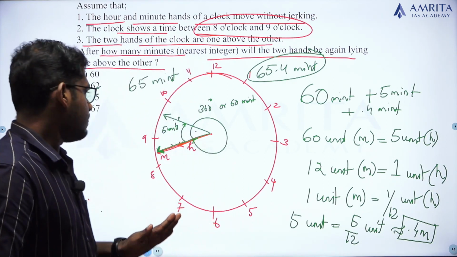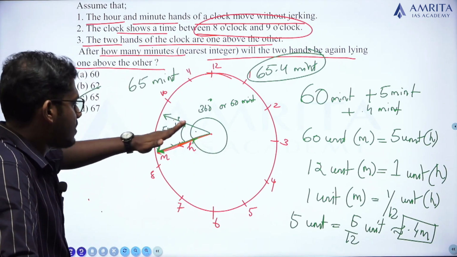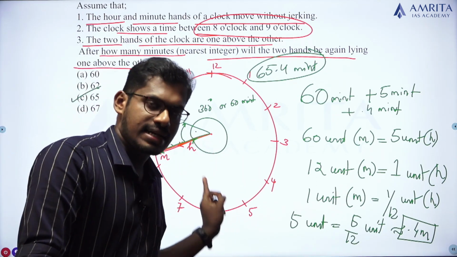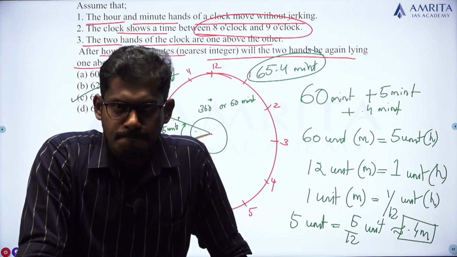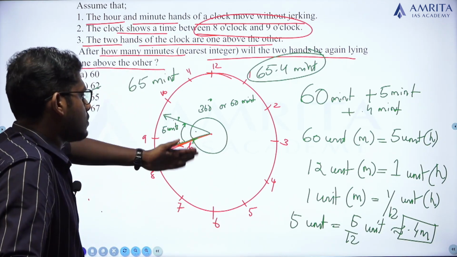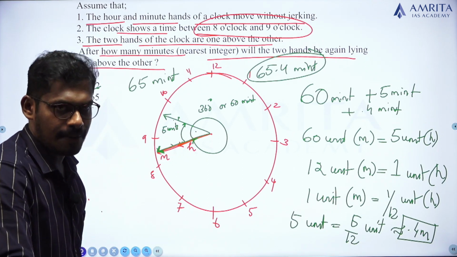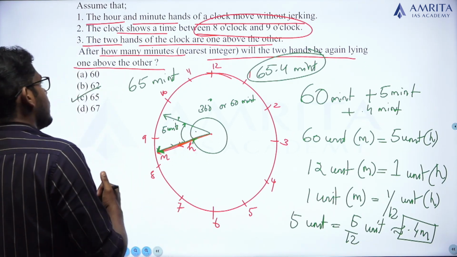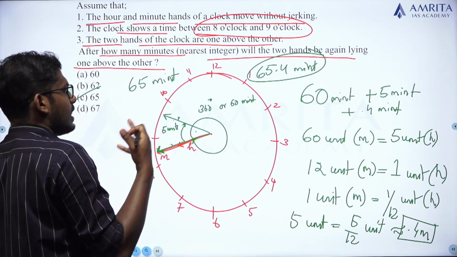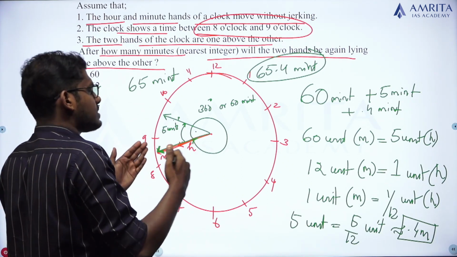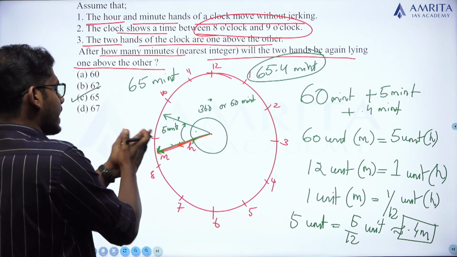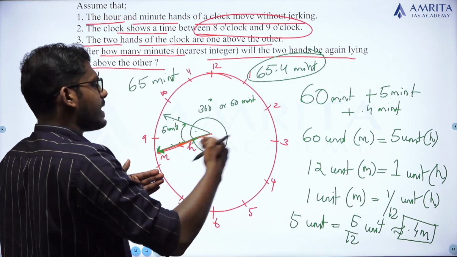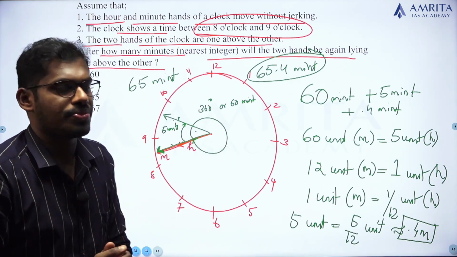I am repeating once again. Initially the hour hand and the minute hand were lying one above the other at a time between 8 and 9. We are asked to find the minutes taken by the minute hand so that once again the two hands lie one above the other.